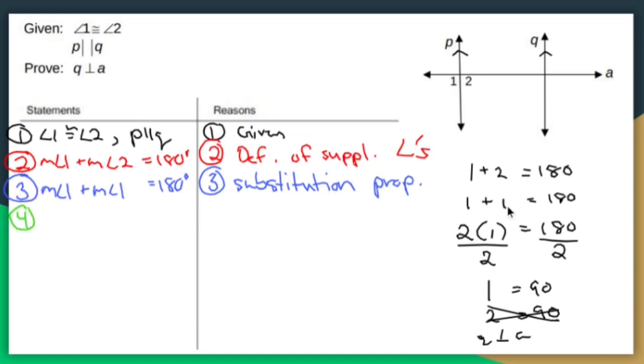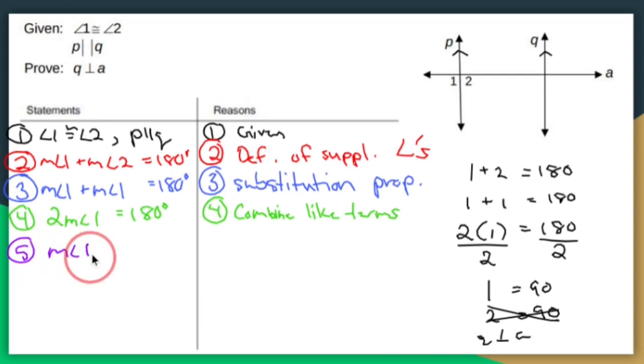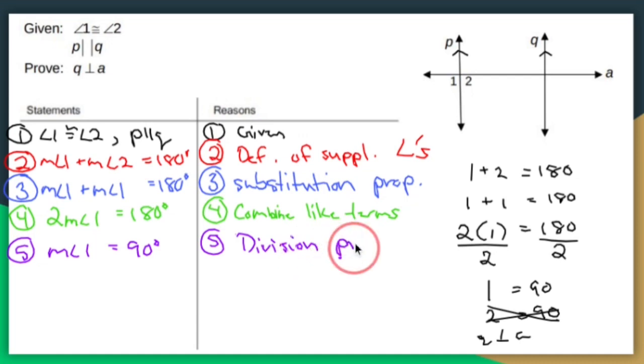Since the measure of angle 1 is right next to the measure of angle 1, why don't I just say I have 2 of those measure of angle 1s and set that equal to 180. What do we do there? We combine like terms. If I divide both sides by 2, I got the measure of angle 1 is 90 degrees. So I divided both sides by 2. That's the division property of equality. So I'll say division prop.